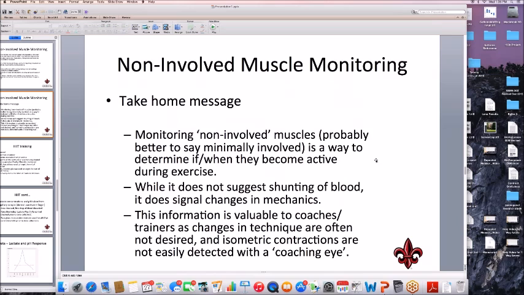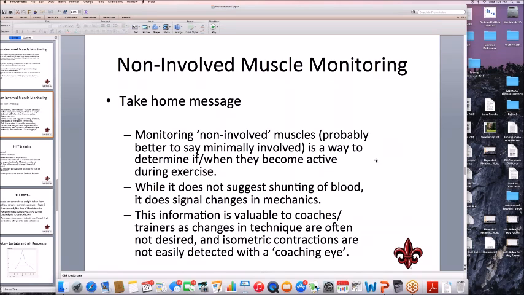As changes in technique are often not desired, and isometric contractions, particularly tensing in the shoulder girdle during cycling, sometimes are hard to catch for a coach's eye, particularly if it's not an experienced coach. So this may be even more valuable to young coaches, learning coaches, to have this type of data to help them develop their coach's eye. Anyway, that was the last thing we did with the non-involved muscle.